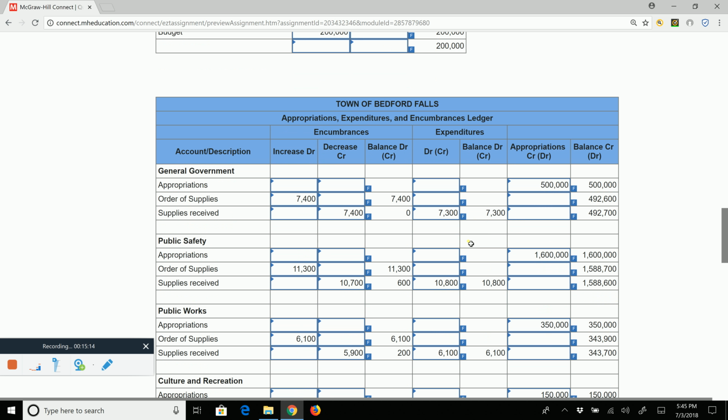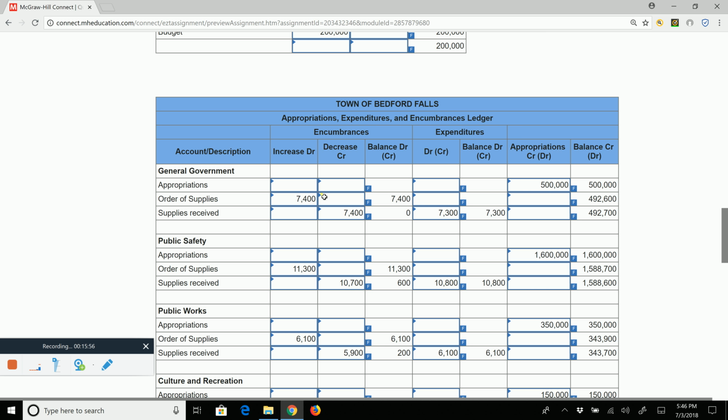Now the expenditures. This is a little bit more telling because there are really three steps to it. I gave you the formula when we were going through the chapter, but let me give it to you again. It's appropriations minus encumbrances minus expenditures. That will give you the running balance, or the budget balance, the amount left to spend, if you will. So, in the case of general government, the original budget was $500,000, the original appropriations.